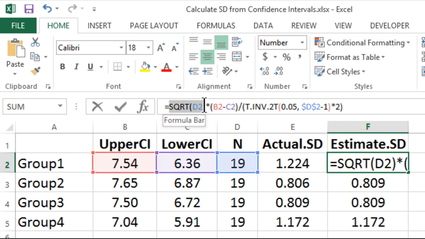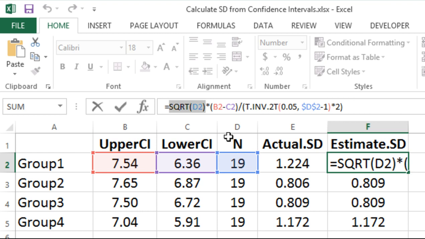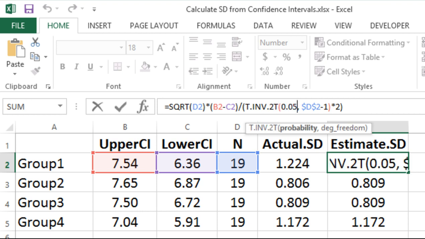So it just starts off with square root of n, pretty easy, square root of D2, times the difference between the upper and lower CI. So this is the easy stuff here. Then I have to divide by the t value times 2. And in this case, because the confidence intervals are from a 95% confidence interval perspective, I have to put 0.05 as my alpha level. If I only had 90% confidence intervals and I wanted the standard deviation, I'd have to put 0.10 here. And if you had 99% confidence intervals, you'd have to put 0.01 here.